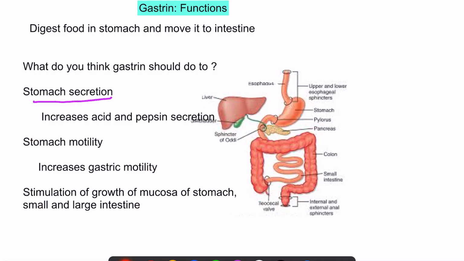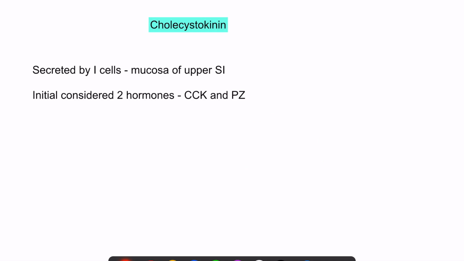So based on this dictum, if you try to remember what its function will be, you will see that it should increase the stomach secretion. So yes, it increases acid and pepsin secretion. It increases gastric motility because the food should digest and move into the small intestine. It also causes a stimulation of growth of mucosa of stomach, small intestine and large intestine. So it has a trophic action as well.